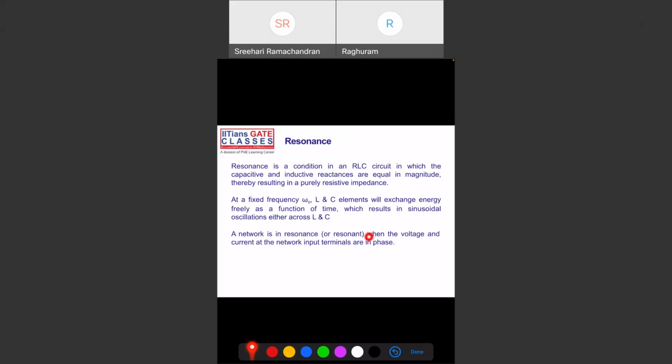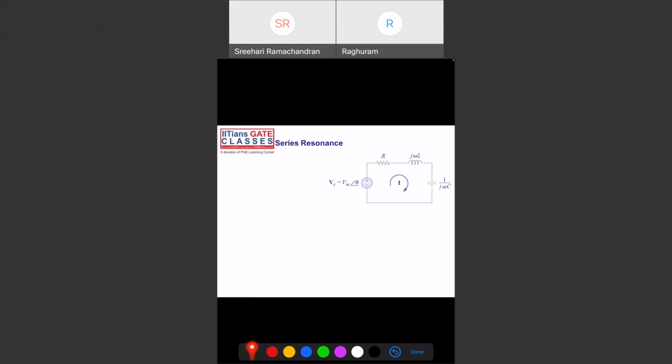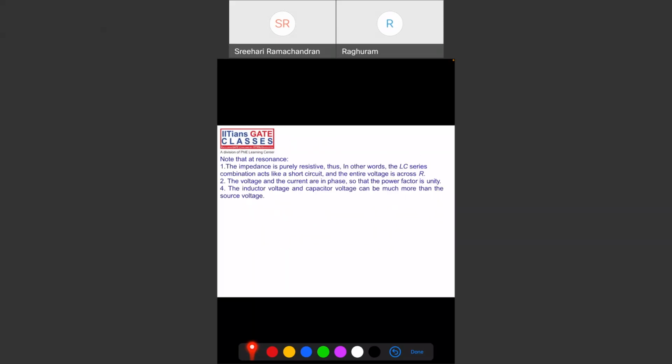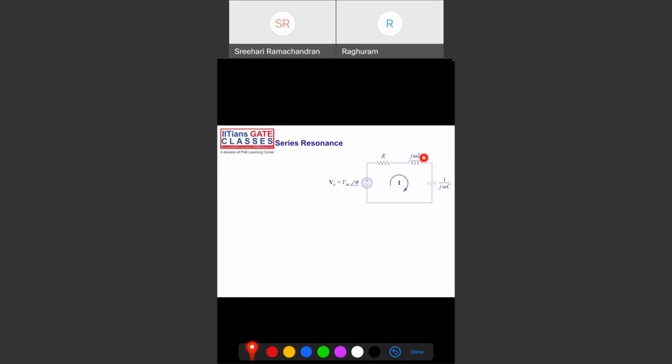A network is in resonance when the voltage and current at the network input terminals are in phase. What happens at resonance? Voltage and current will be in phase because it becomes a purely resistive network. You'll have series resonance as well as parallel resonance. In series resonance, XL will be equal to XC, and the circuit will become purely resistive.